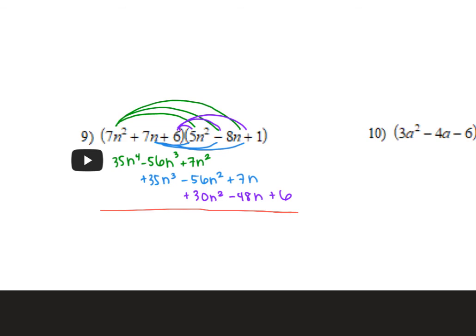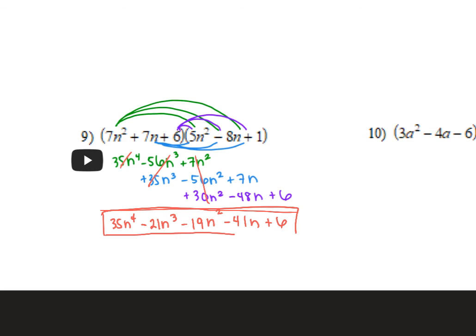So starting with our highest degree exponent, we have 35n to the 4th. And then we have negative 56 and positive 35n cubed. That's going to be negative 21n cubed. And then adding straight down here, so 7 and negative 56 and 30. That's going to give us negative 19n squared. And then we have 7n and negative 48, so that's going to be negative 41n. And then lastly, we have plus 6. And there's our final answer.